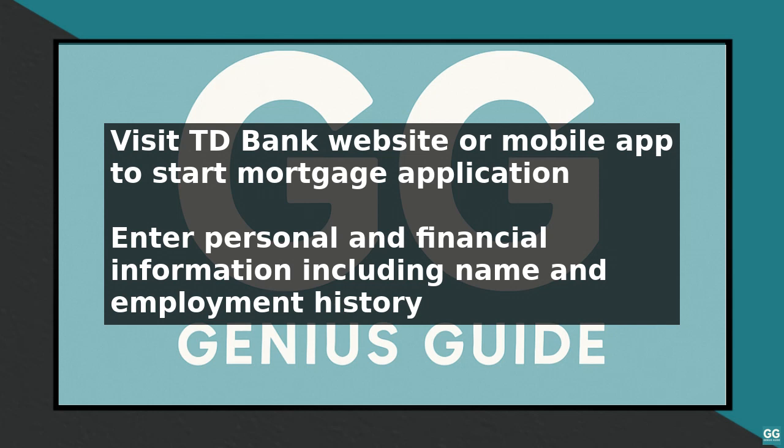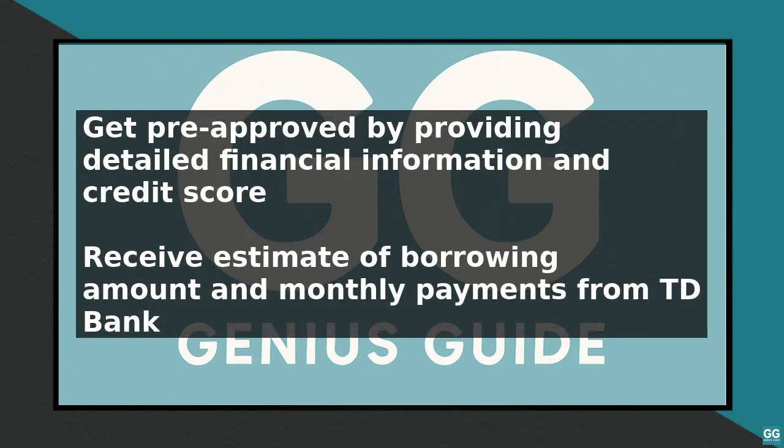To get pre-approved, you will need to provide detailed financial information, including your credit score, debt-to-income ratio, and assets. Once you have completed the application, you can submit it for review. A TD Bank representative will contact you to discuss your application and request any additional information needed. It is crucial to respond promptly to any requests to avoid delays in the process.